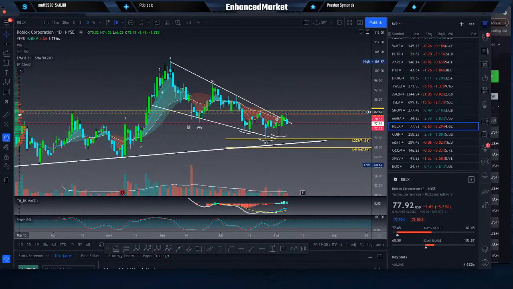All right, take a look at the volume profile on the left-hand side. This is the point we need to break to be bullish. 83.41. Once we get over that, we should continue to see some more upside.